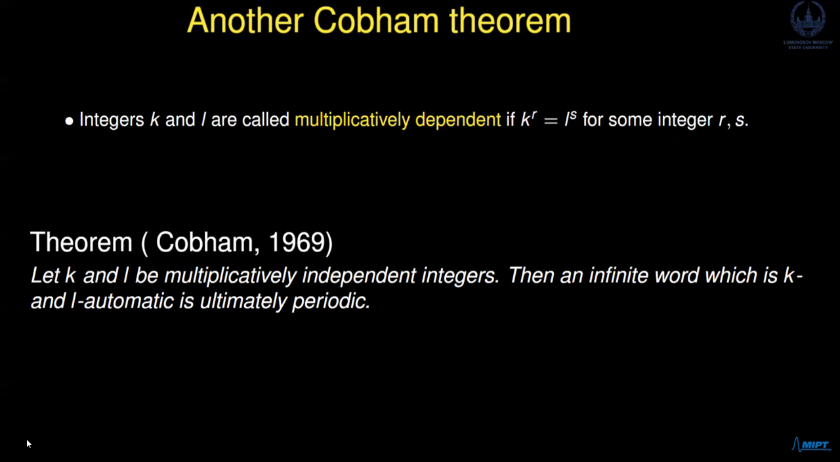So in other words, if a word can be generated by a finite automaton in two different bases that are multiplicatively independent, the word must eventually settle into a repeating pattern. This result is significant because it limits the complexity of the words that can be automatic in two different independent bases. The only possible sequences that can satisfy this condition are those that are ultimately periodic. I think it is a very nice result.